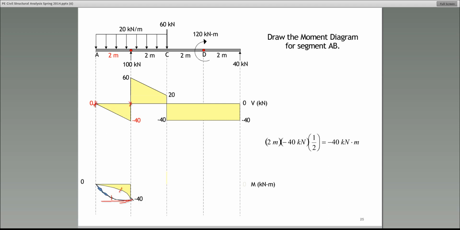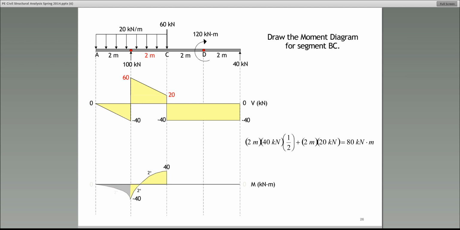We need to move on. Okay, between B and C, what do you think the moment diagram is going to look like? Well, ask yourself, what is the degree of the shear diagram between B and C? It's a linear function like that. It's a first degree. All right.